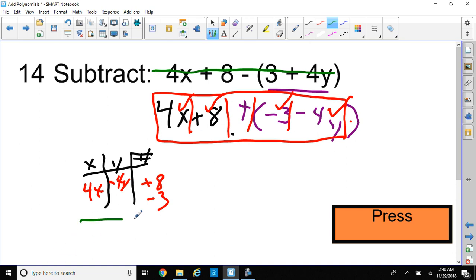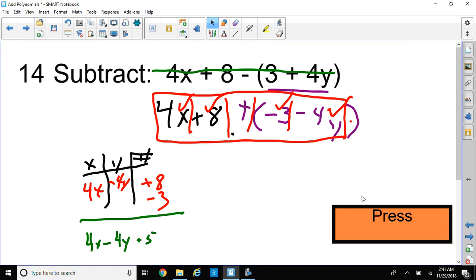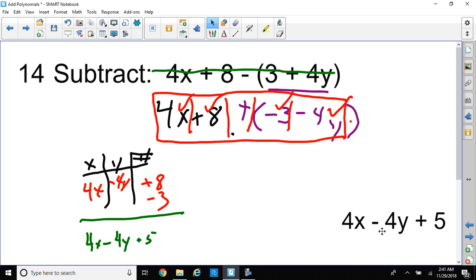So let's do our addition. 4x plus nothing will just give us 4x. Negative 4y plus nothing will just give us negative 4y. And now we have positive 8 plus negative 3. Well, the signs are different, so we subtract. So that'll give us a 5. Choose the sign of the 8 because it's a larger digit than the 3, and that'll be positive. Or you can write 8 positives and 3 negatives and cross out, like I had in my addition of integers videos. So our answer is going to be 4x minus 4y plus 5.